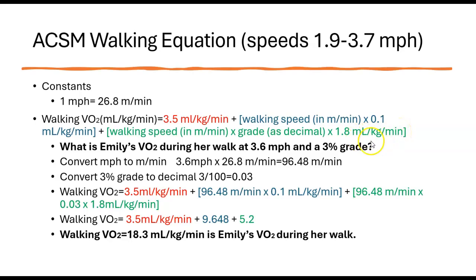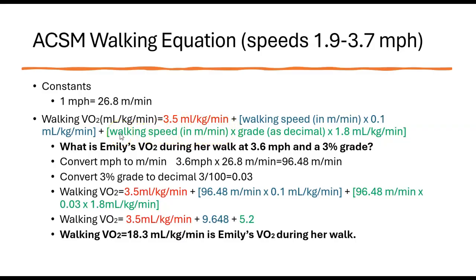Okay. So let's just do an example together. What is Emily's VO2 during her walk at 3.6 miles per hour and a 3% grade? So first we need to convert our miles per hour to meters per minute. So we're going to take 3.6 miles per hour. We're going to multiply that by our constant, which we know, 26.8 meters a minute, and we get 96.48 meters per minute. So that is now her walking speed that we will use here and her walking speed that we will use here.